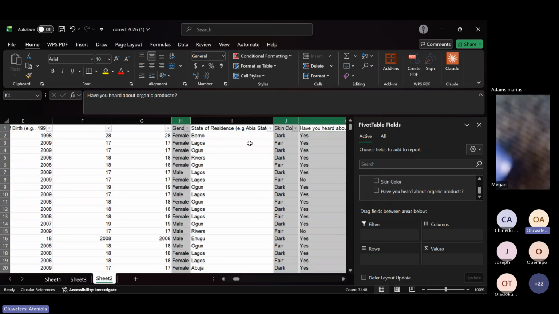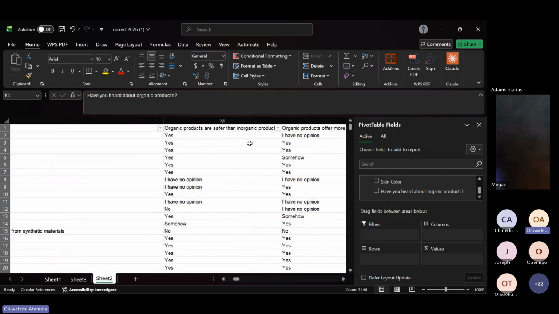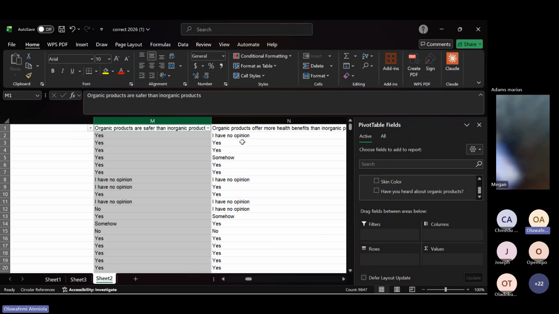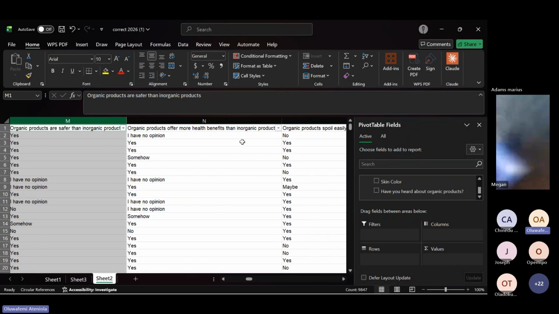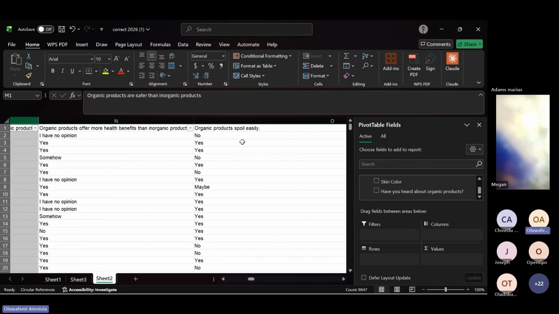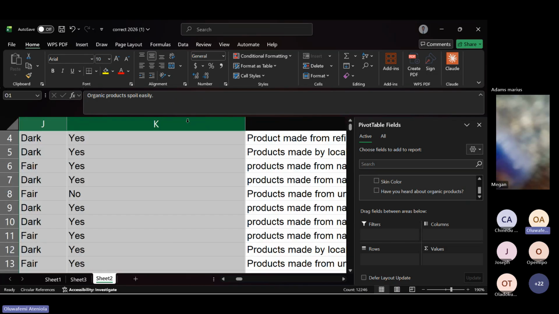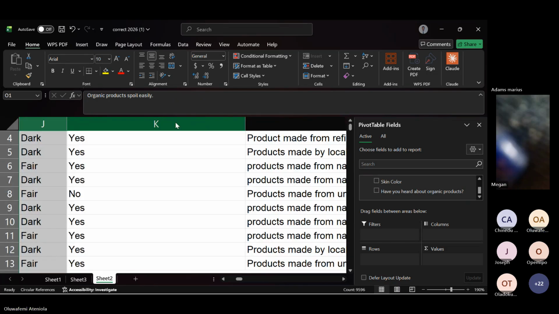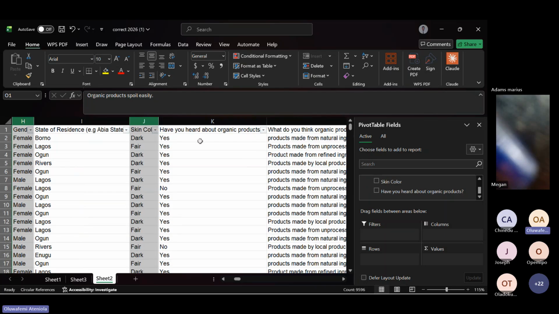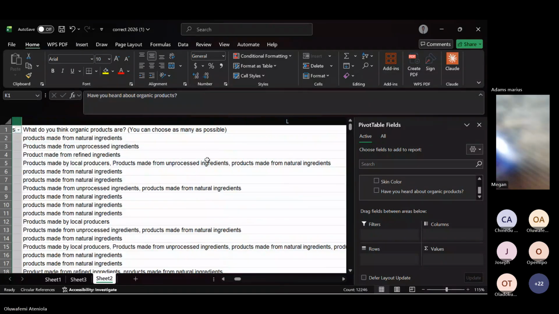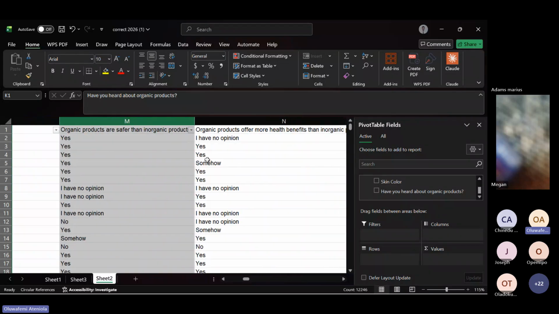What other column did we take? Let's look if we can get some together. So how safe do you feel? Let's take this. I just hold my control down to pick them up. Organic products more easily. Good. I just hope that the pivot table shows well. Good. The skin color, and the head of organic product. This and this organic product are able to use.